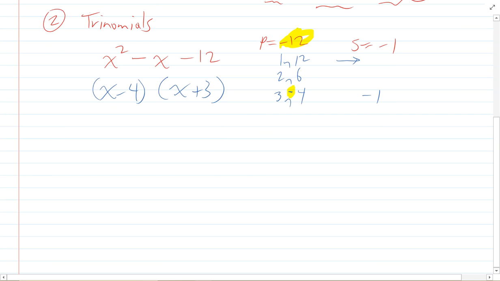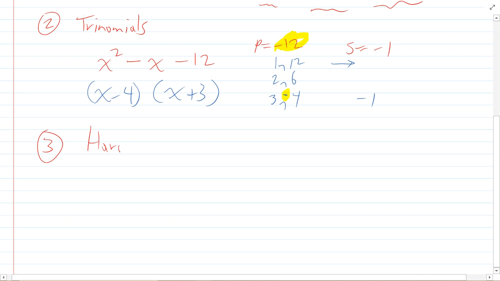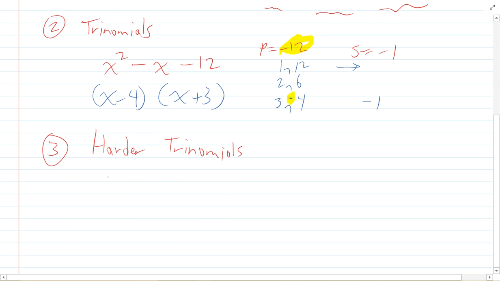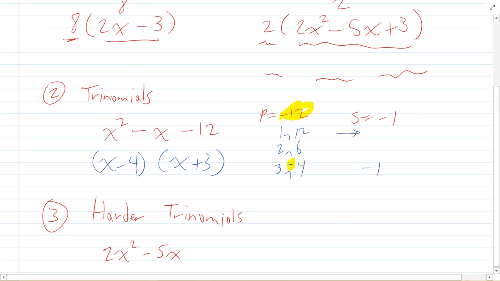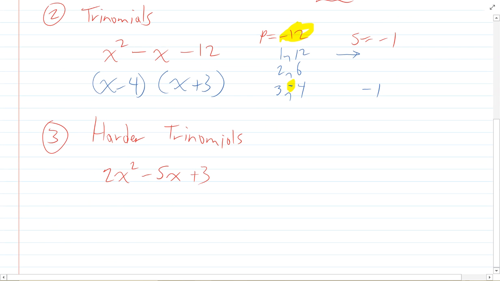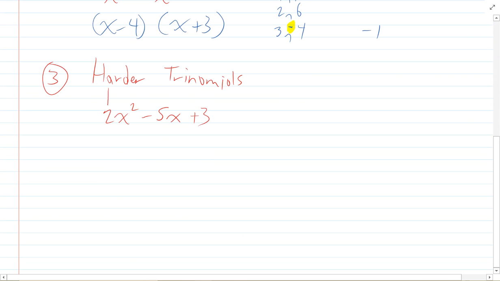Harder trinomials are when you have a number in front of the x squared. Whoops, can't write today. So harder trinomials look something like this: 2x squared minus 5x plus 3. The reason they're harder trinomials is because there's that number. What you should always do is check for a GCF first.